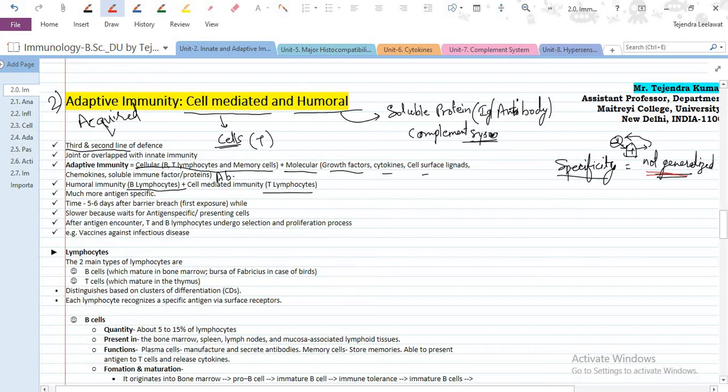Or we can say that these are not a specific type of immunity, and we already know that non-specific immunity is part of innate immunity, which we already discussed in the innate immunity video, so you can go and check there. Now coming back to adaptive immunity, because as we discussed, it is very antigen specific.